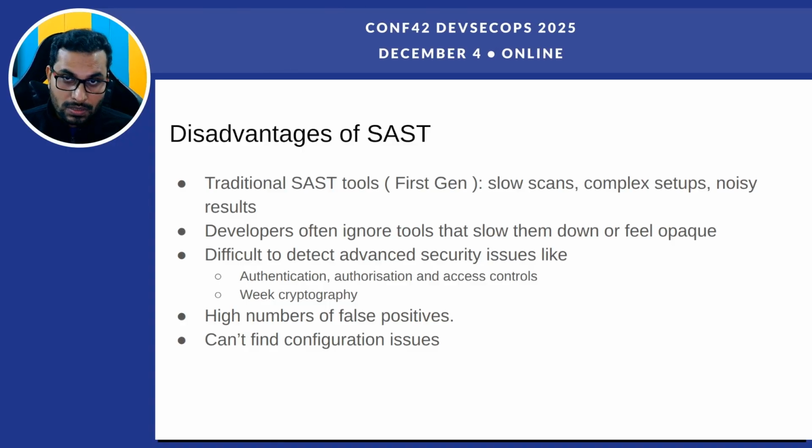They brought some improvements, but some issues still remain, such as a higher number of false positives. It's also difficult for SAST to detect advanced security issues like authentication, access control, authorization, and things like that. It cannot detect weak cryptography or other kinds of security issues. It also cannot find issues with configurations because it only looks at the source code.